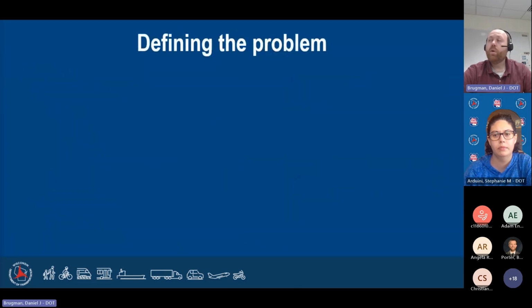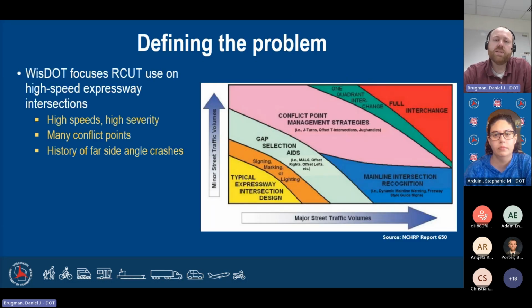Defining the problem and where we're actually using them. WisDOT's focus for using these intersections is primarily on our expressway facilities, where we have at-grade intersections mixed in with an isolated interchange or so along a high-speed four-lane divided roadway. These facilities tend to have higher speeds, often in the neighborhood of 55 or 65 miles an hour, which generally result in severe injuries when a crash does occur. At a traditional intersection, there are many conflict points where vehicles have the potential to collide, which I'll get into in a little bit. And any small error from a driver can result in those big consequences or severe injury.